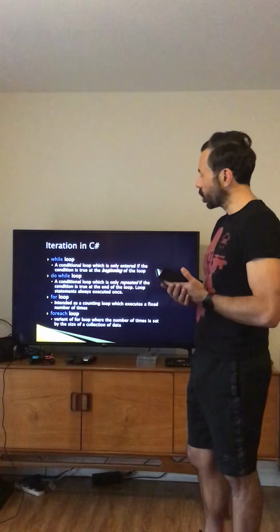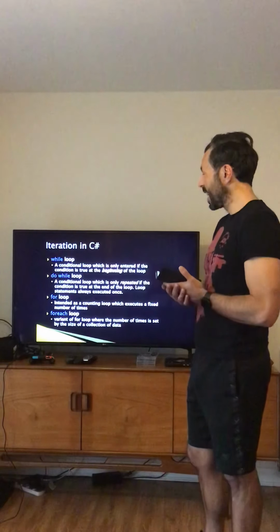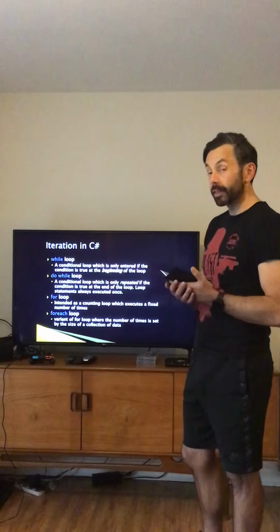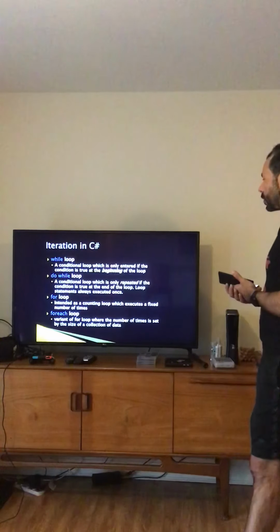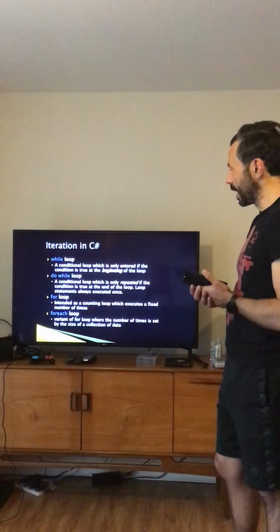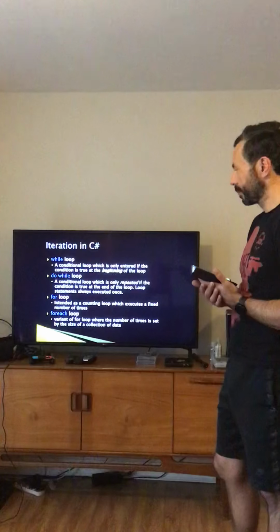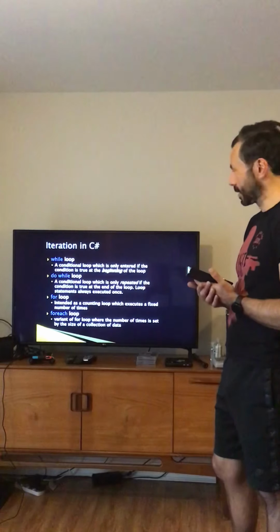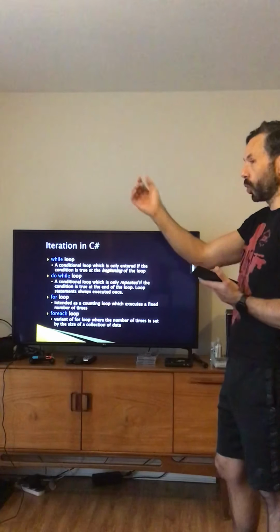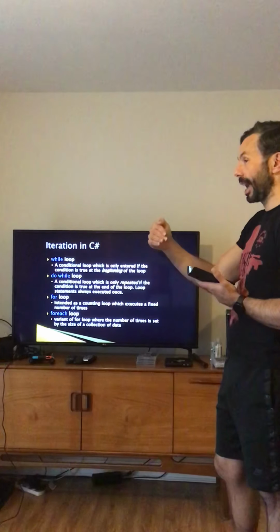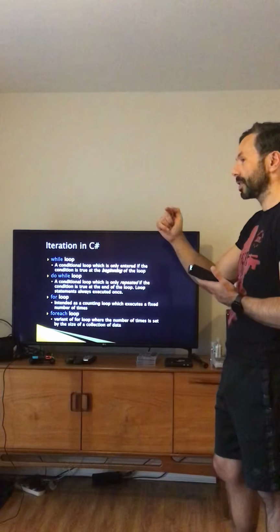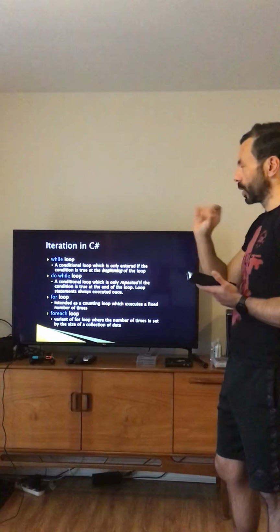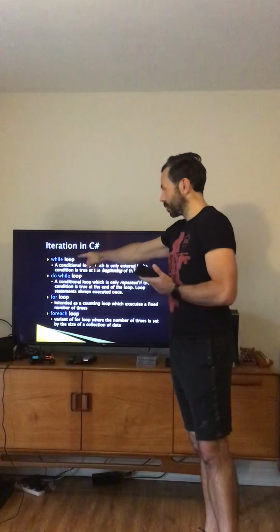So iteration in C#, we have the while loop. So a conditional loop, which is only entered if the condition is true at the beginning of the loop, so we'll look into that in depth. We have the do while loop, which is a conditional loop, which is only repeated if the condition is true at the end of the loop. And the loop statements are always executed once if you do this particular one, because it will do, and then the condition will have to stop it at the end. So it always enters the loop for the first time, and then if the condition says that it should stop, it will, but it will always go into it once. Where it's not always the case with the while loop.